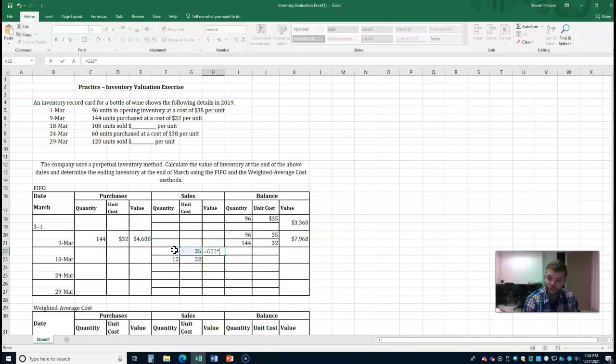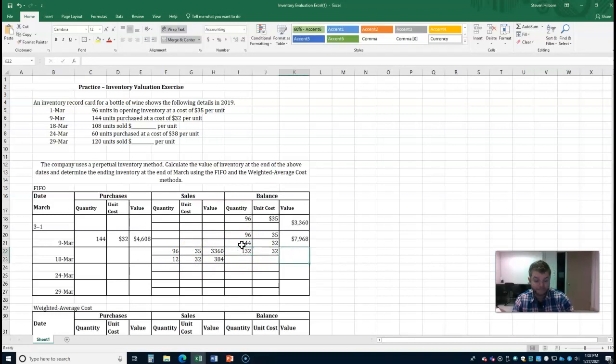And then again, I will do the quick formula here just to show what those values will be. What we have left is all those 96 are now gone, and now we are just left with 144 minus 12. So 132, all of these at that $32 price, and our new valuation is multiplying those.